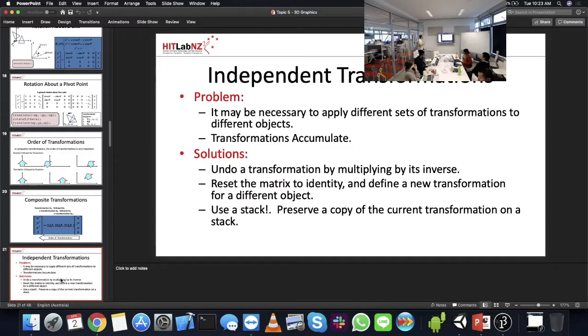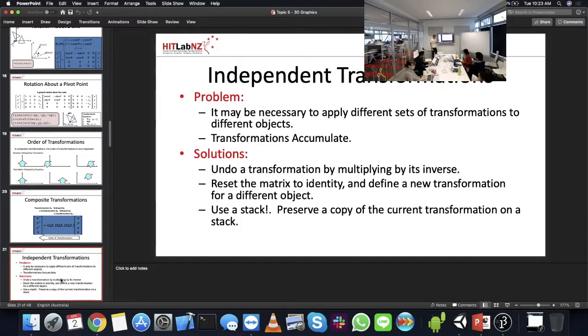So we may want to apply different sets of transformations to different objects, but transformations accumulate. So if I do a move and a rotate, I have to then undo that move and the rotate to get back where I was, so I can make sure that I draw my objects in the right place. So there are a few ways of doing it. We can undo a transformation by multiplying its inverse.